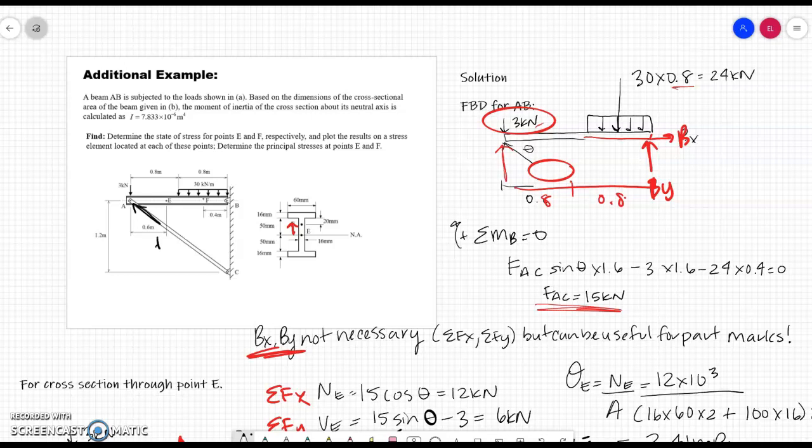this beam, FAC force, as well as the value for I. The question wants you to determine the state of stress for E and F respectively, put them on a stress element, and then determine the principal stresses for this type of element. I wanted to draw you into the importance of where those points E and F are. E is actually on the neutral axis, and F is somewhat superior to it, acting on the actual post part of your I beam, and again, it's different.